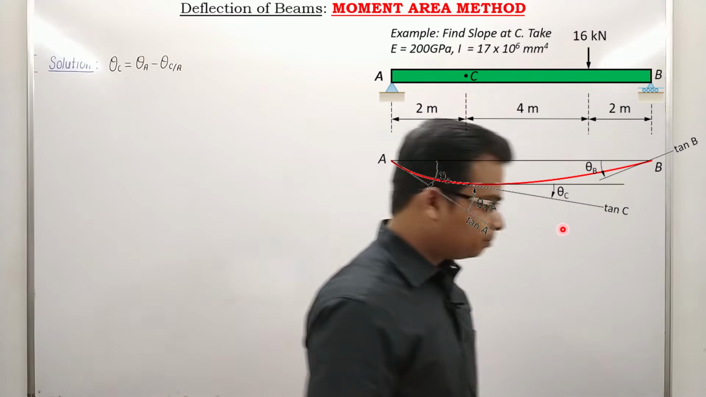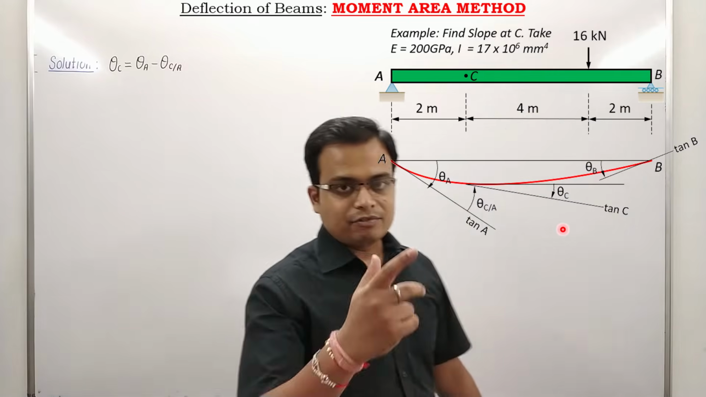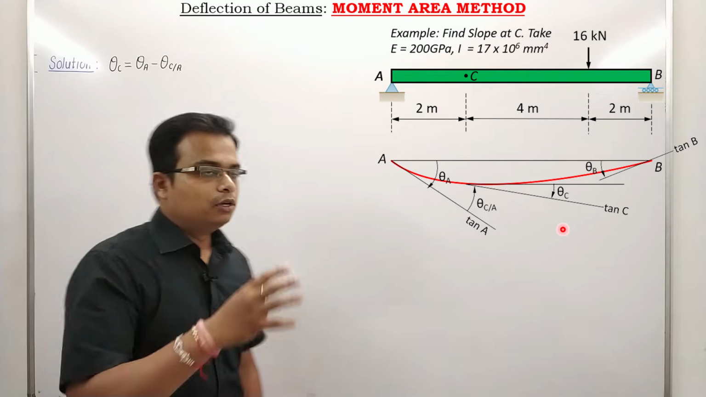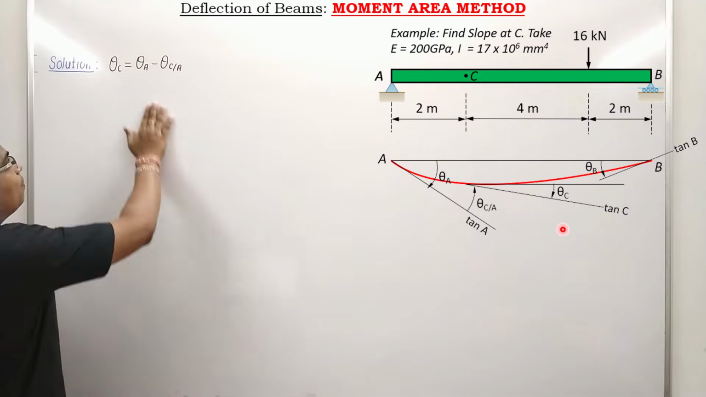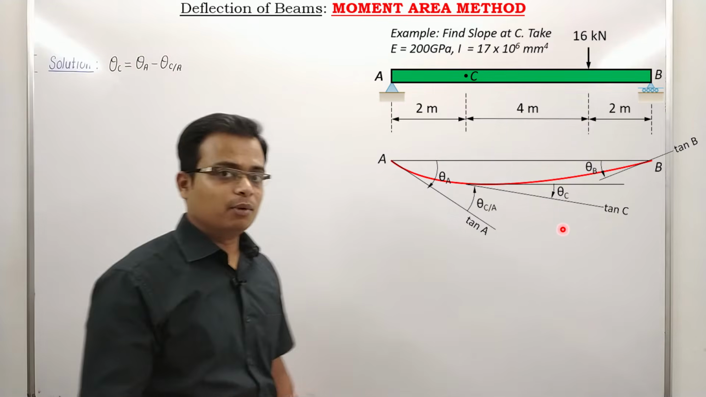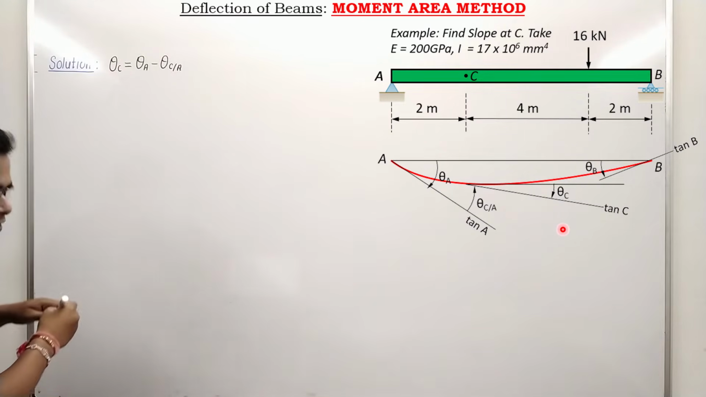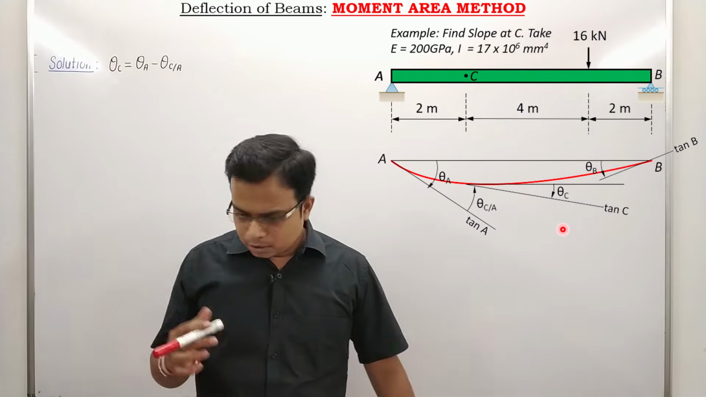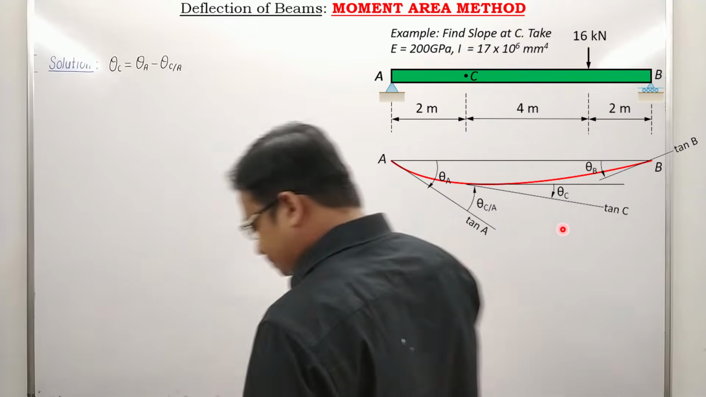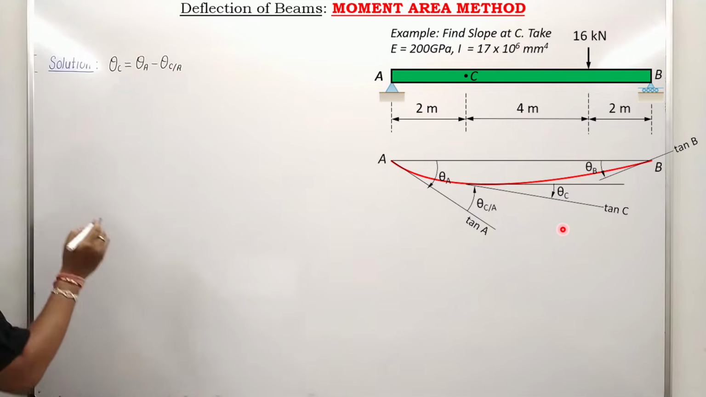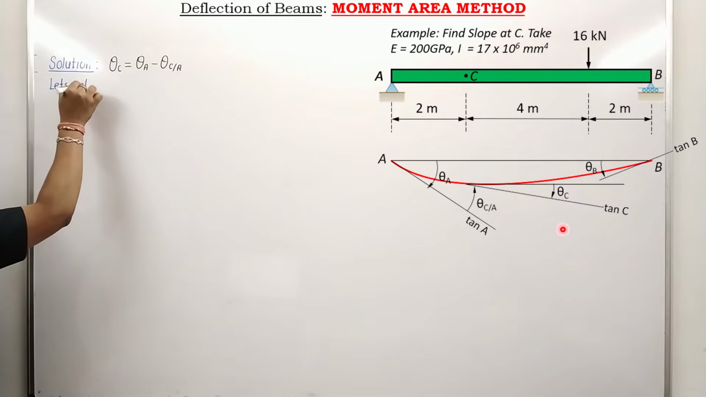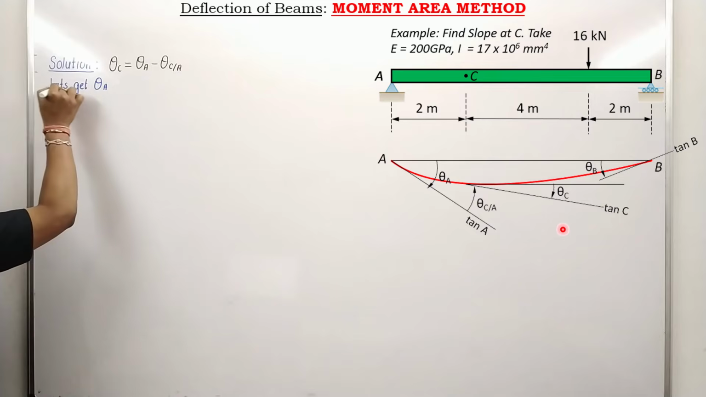How can we proceed now? We have the bending moment values, we have the bending moment diagram, we have the M over EI diagram also now. It's only a matter of applying the theorems. There are only 2 theorems that you need to be bothered about, and let's apply them. First of all, let us try to work out theta A.